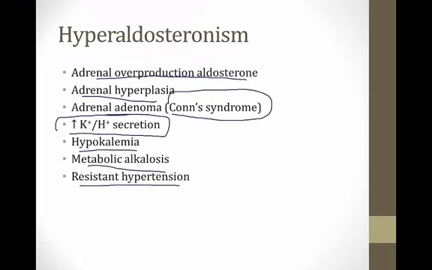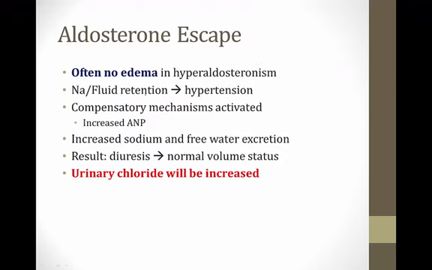And if you see resistant hypertension in the setting of a low potassium, one of the first things you should think of is that there may be a hyperaldo state. Now, you might think that patients with high aldosterone levels would have evidence of fluid overload. For example, they would have edema in their lower extremities and elevated jugular venous pressure. However, often there is no edema in patients with hyperaldosteronism, and that is because of a phenomenon known as aldosterone escape.